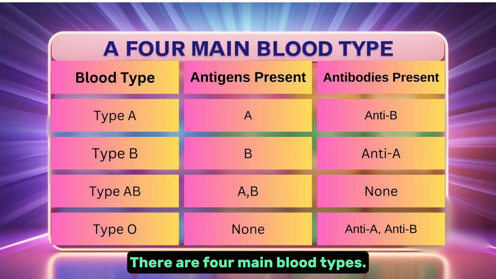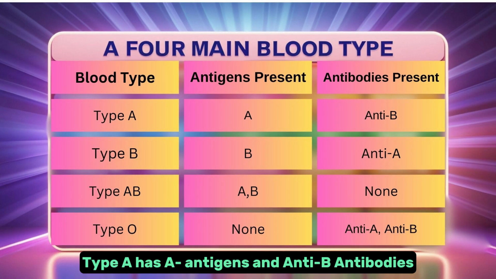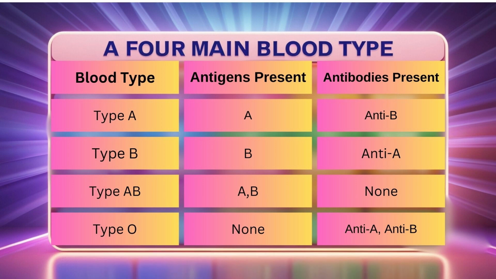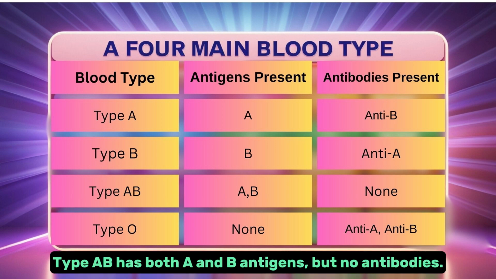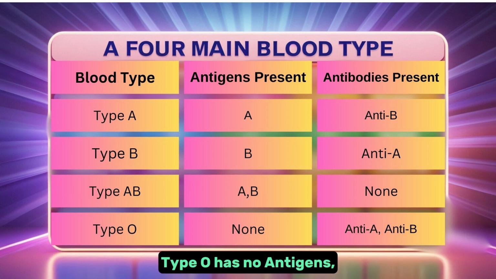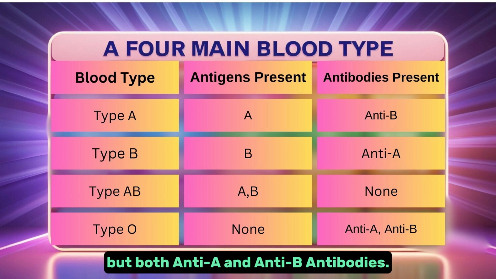There are 4 main blood types. Type A has A antigens and anti-B antibodies. Type B has B antigens and anti-A antibodies. Type AB has both A and B antigens but no antibodies. Type O has no antigens but both anti-A and anti-B antibodies.